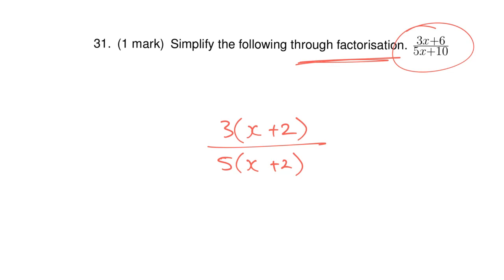So I'm free to go ahead and cancel those out, because they are common factors. Remember, I can cancel common factors, and all that leaves me with is 3 over 5. We've simplified it through factorization.